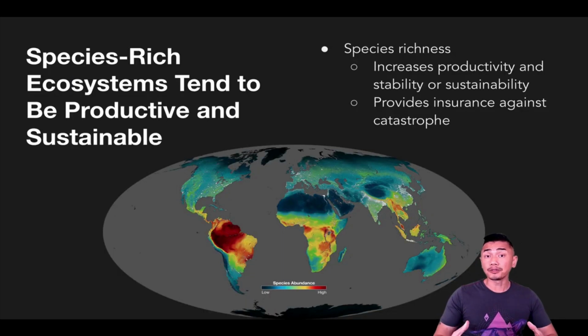Places around the world that have a high number of species or are considered species rich tend to be more productive. They also tend to be more stable and more sustainable. The high number of species allows them to have a buffer or some insurance against things like wildfire, disease, or other natural disasters or catastrophes.